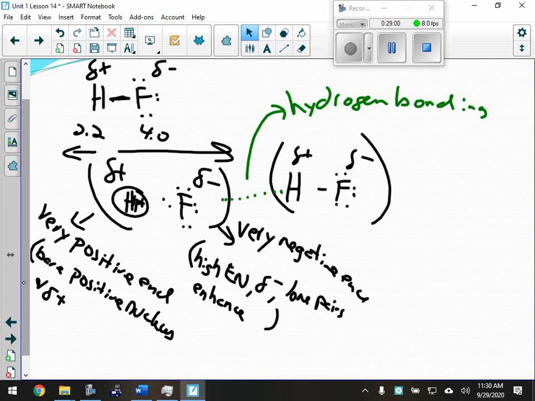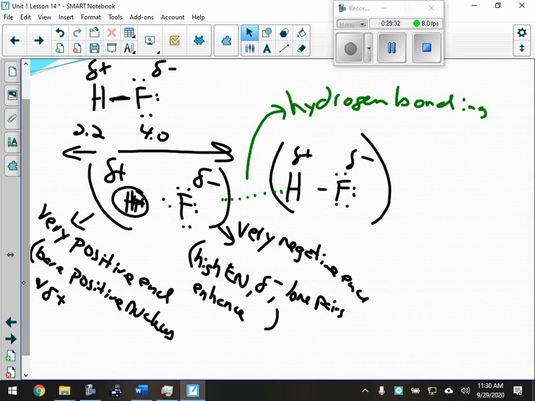Okay? Now, how strong is that? Do you think that this is stronger than dipole-dipole or weaker than dipole-dipole? You should know this by what we've taken today so far. Stronger or weaker? Stronger, yes? Because it's very, very negative, very, very positive. So if it's stronger, what does that mean for states? Does that mean that this should be ramped up?